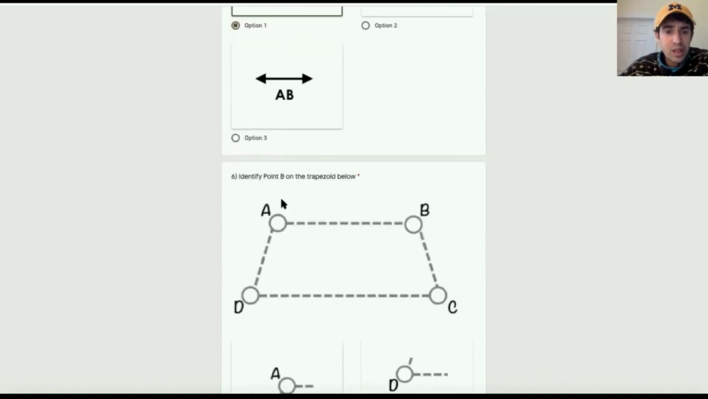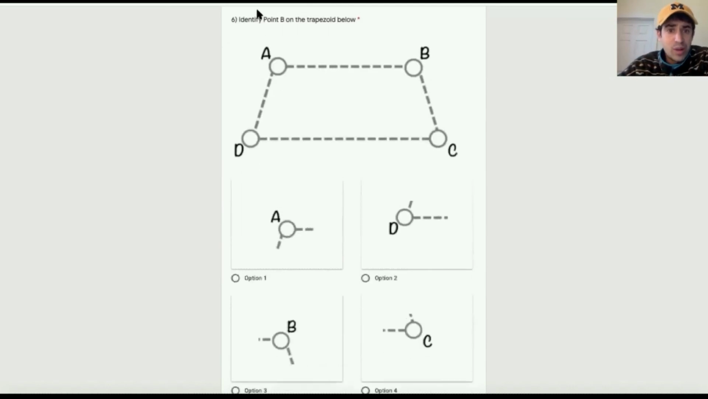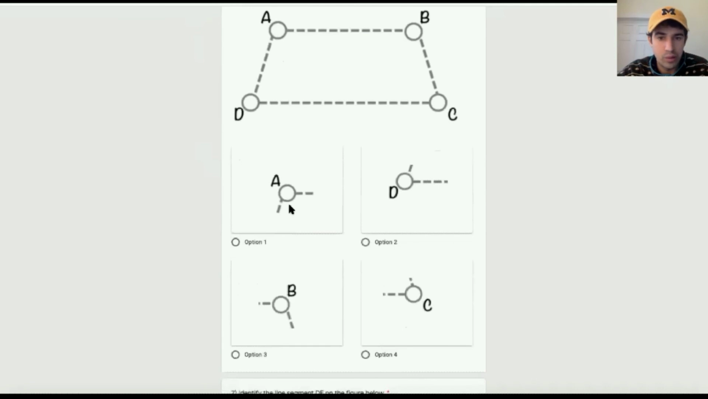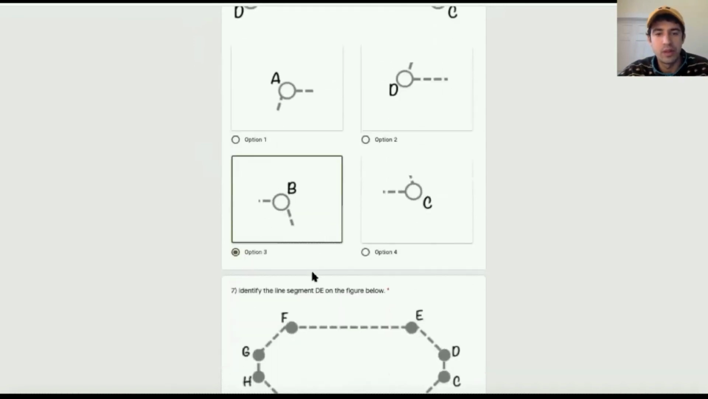Now, question number 6 asks me to identify point B on my trapezoid. So it's going to ask me, where is point B here? Not on my number line, sorry, on my trapezoid. So I'm going to look for first my point that's labeled B. And here it is. There's a point and exact location labeled B. So now I just got to find that picture that matches that point. A, nope, that's point A. D, point D. B, here is point B right here. So I'm going to push that in for my Google form, and now I'm going to move on.